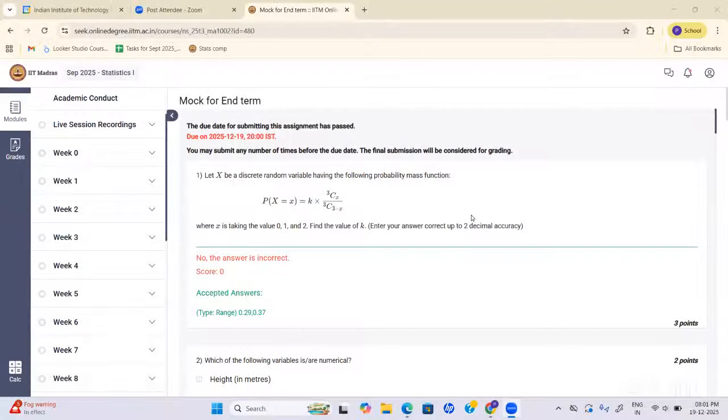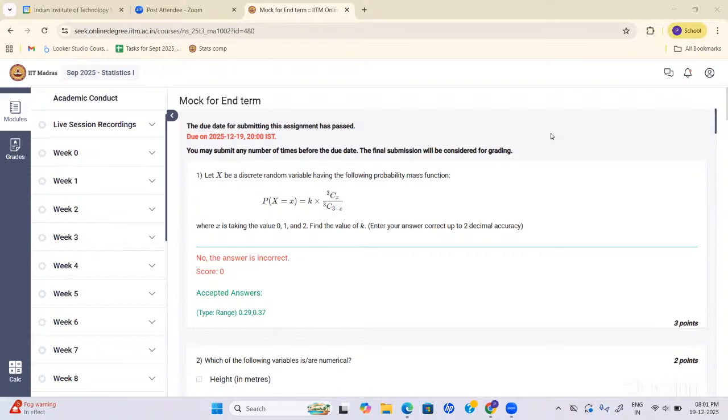Good evening. So this is your session for solving the mock for n-term. Have you all tried solving the questions of the mock? Have you all prepared for your n-term exam? Okay, so I will share my screen now and we'll start solving the questions. Is my screen visible?